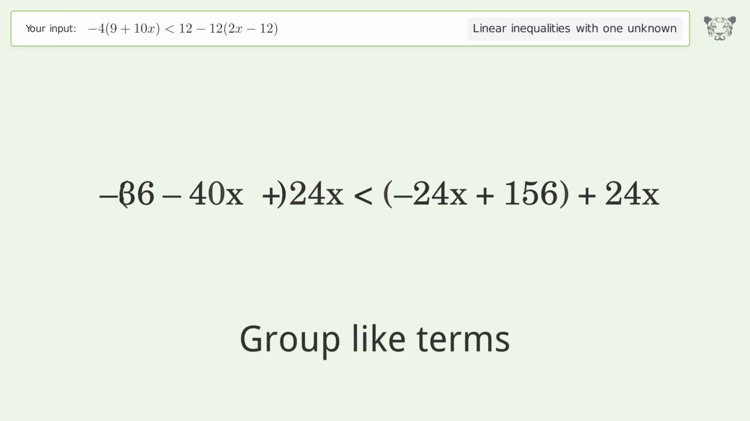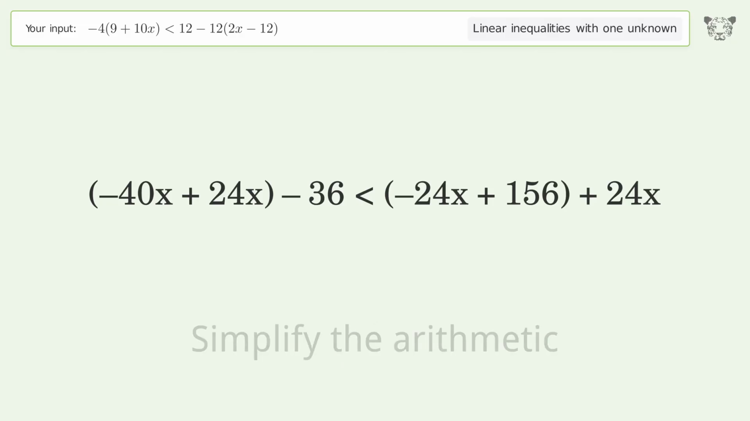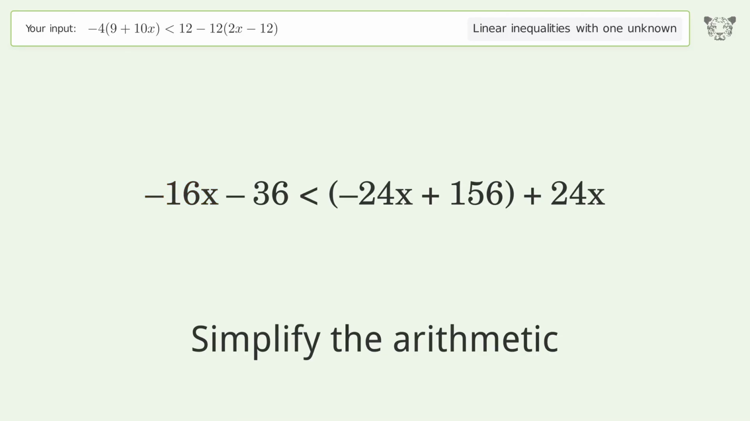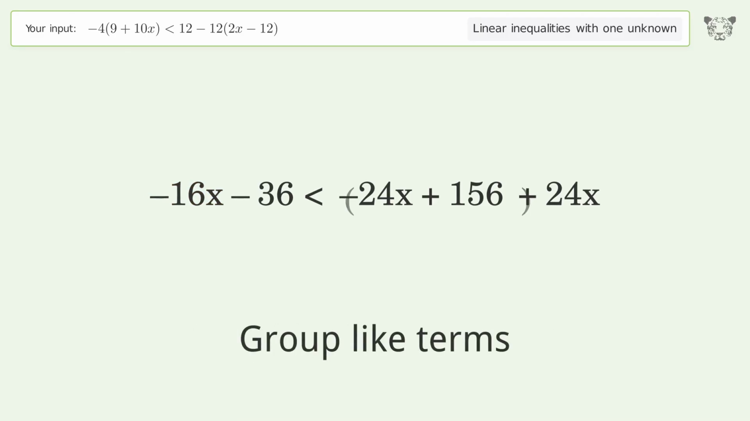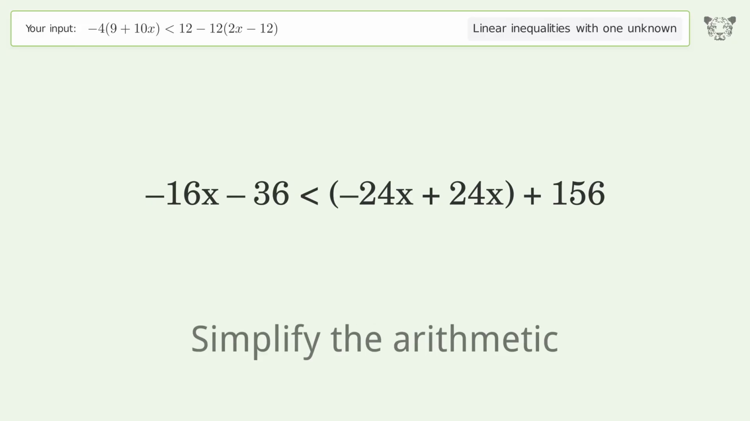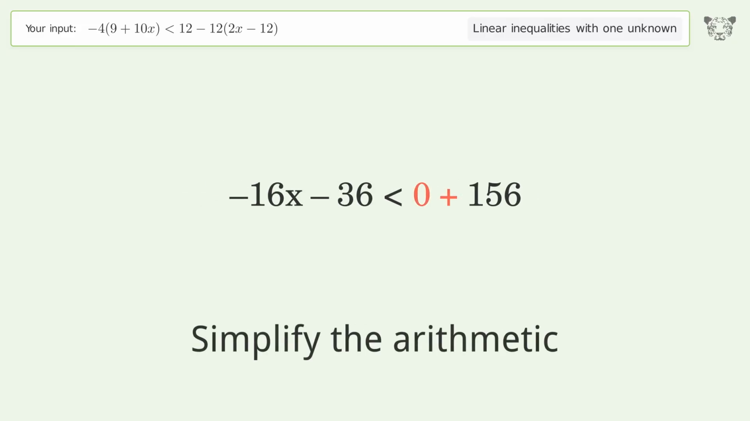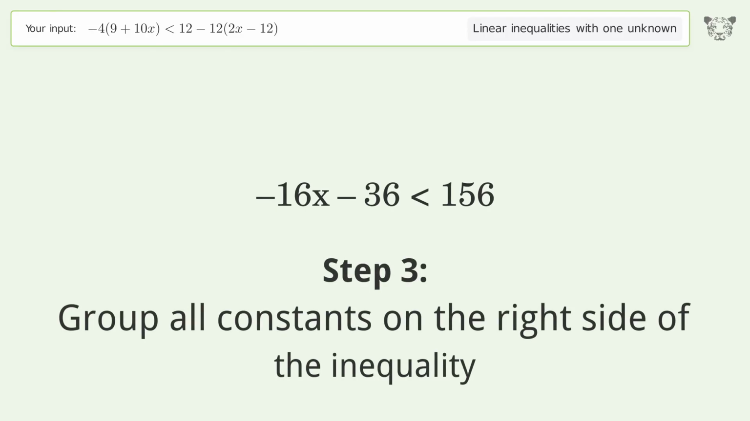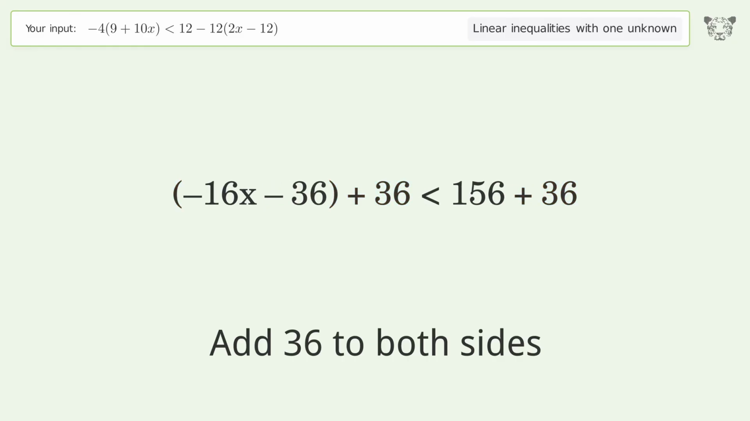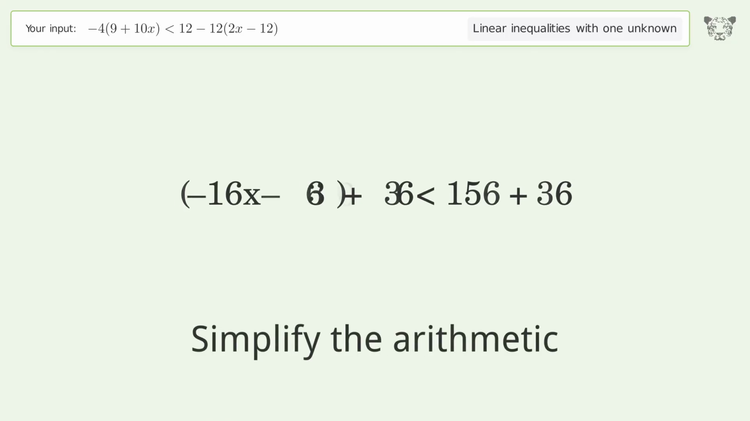Group like terms. Simplify the arithmetic. Group like terms. Simplify the arithmetic. Group all constants on the right side of the inequality. Add 36 to both sides. Simplify the arithmetic.